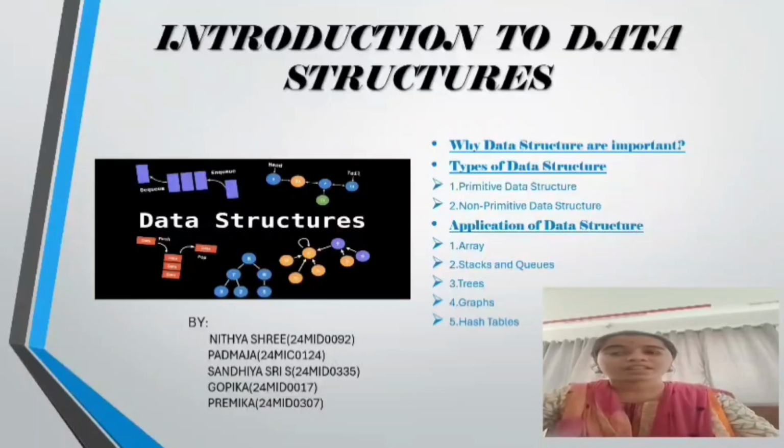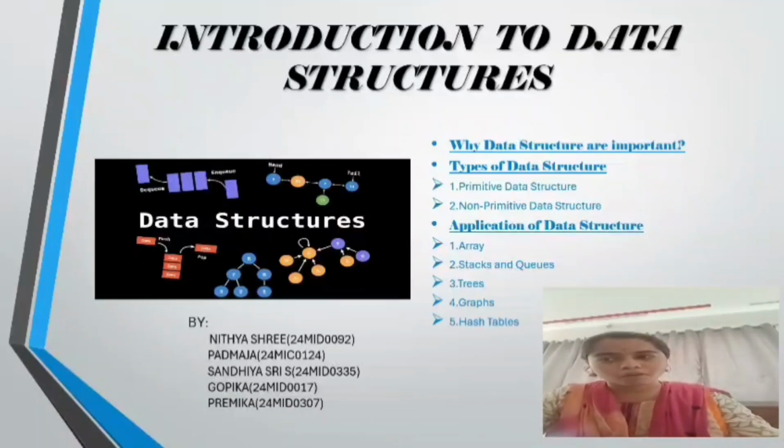Linear data structures are those where the elements are stored in sequential order. Non-linear data structures are those where the elements are not stored sequentially. Examples of linear data structures are array, linked list, stack, and queue. Array is a fixed-size collection of elements of the same type. Stack follows the last in first out order, that is LIFO order. Queue follows the first in first out order, FIFO order.